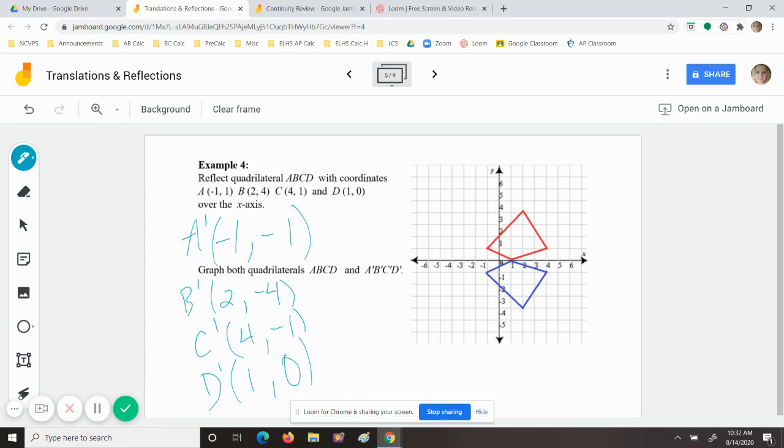Notice that I've graphed the two figures here for you. The original one is in the red again, and then after we have reflected over the x-axis, we have this figure in the blue.